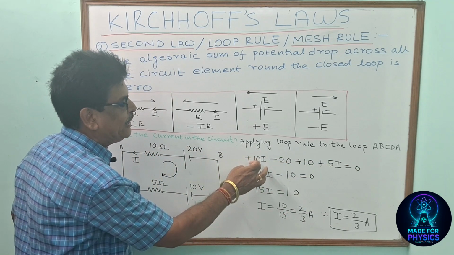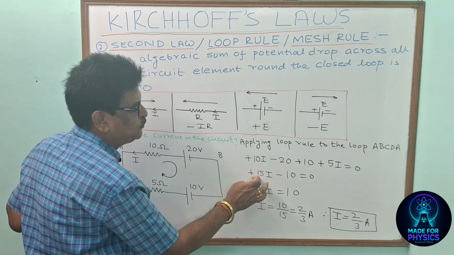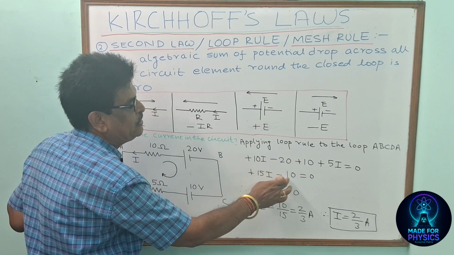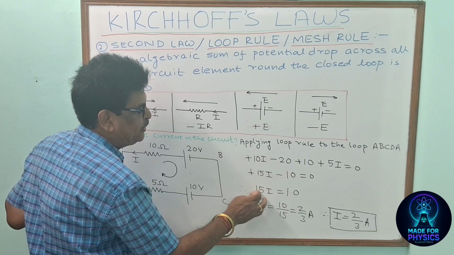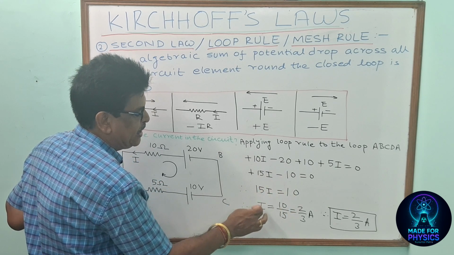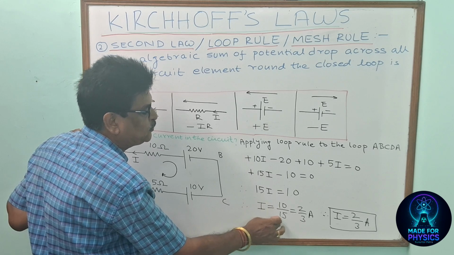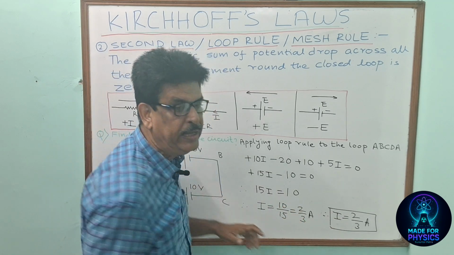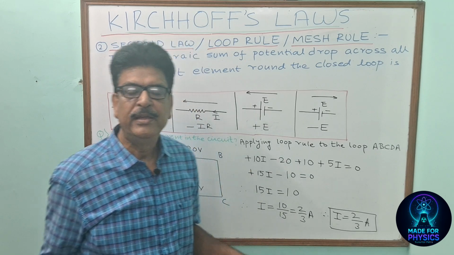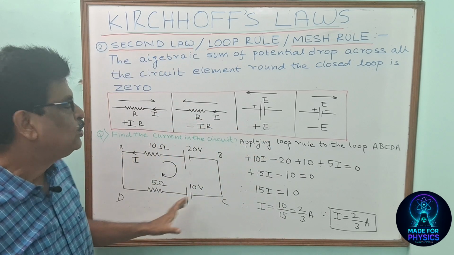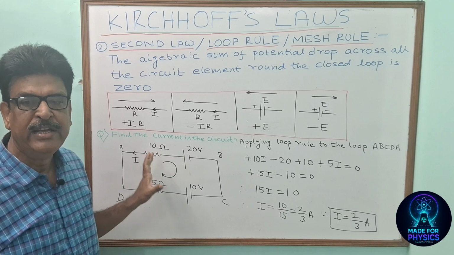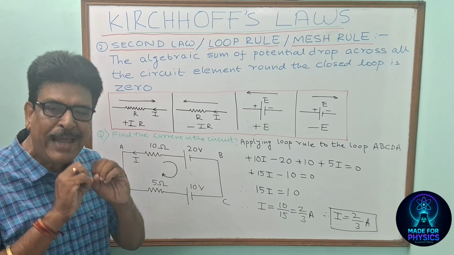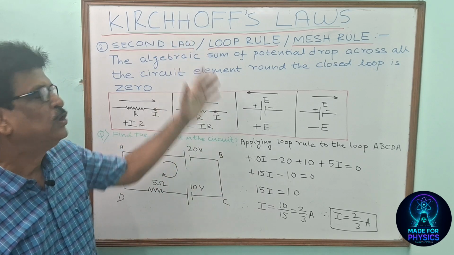So this 10I plus 5I is 15I, minus 20 plus 10 becomes minus 10, and that equals 0. So we can write 15I is equal to 10, and therefore I is equal to 10 by 15, and that is 2 by 3, and therefore the current here becomes 2 by 3 ampere. Hopefully you have understood how this rule can be applied. If you apply this rule properly and solve the equation, you can solve any type of question from Kirchhoff's law.